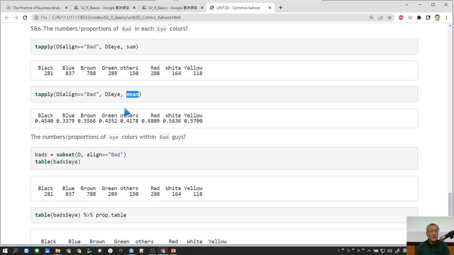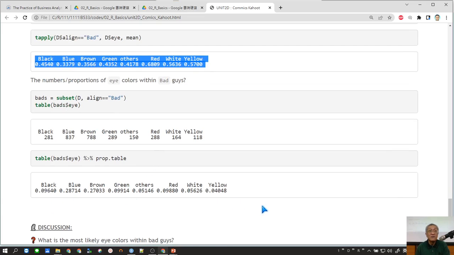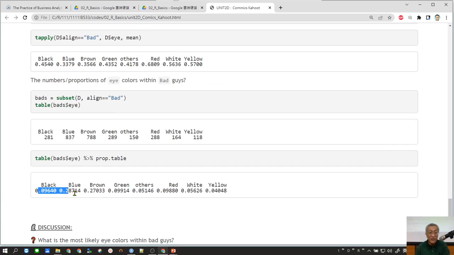Here in the Kahoot, we are doing the proportion of bad guys in each eye color, right? So this is the proportion of bad guys in black eye, in blue eye, in brown eye. This is one thing. But if we are doing the proportion of eye color in bad guys, you get something like this, the distribution of eye color within bad guys. So this proportion is very different from this one. Can you tell the difference?